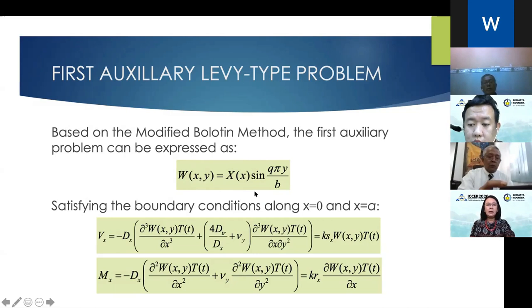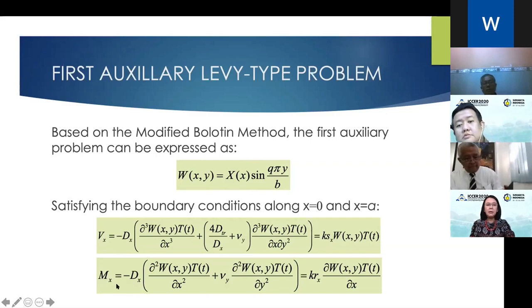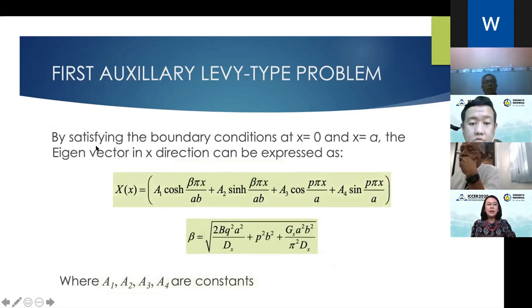This spatial function has to satisfy the boundary conditions along x equal to 0 and x equal to a. You can see right here, the shear force should be equal to a constant times the deflection, and the bending moment should be equal to a constant times the rotation. After satisfying the boundary conditions, we find the eigenvector in the x direction, which can be expressed by this equation. We still have a1, a2, a3, and a4. They are all constants that also have to be determined using the boundary conditions.